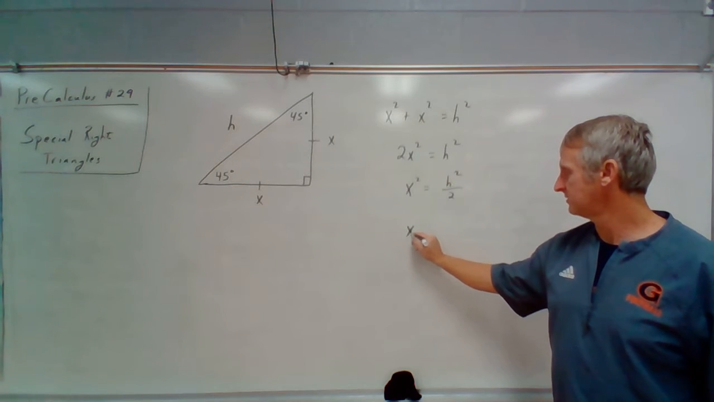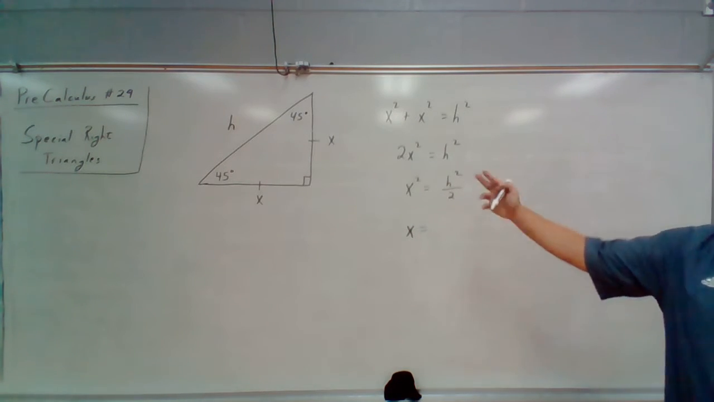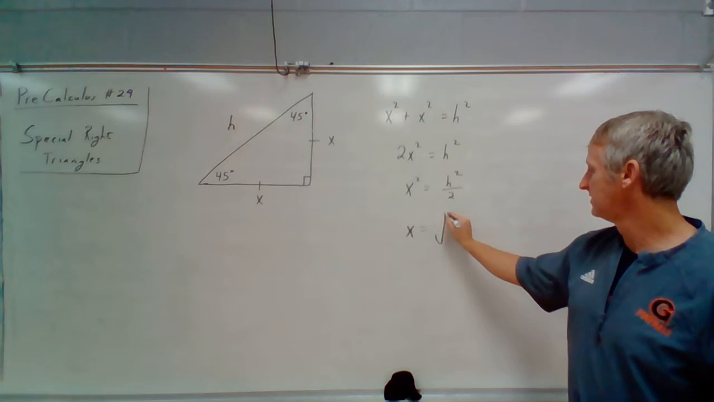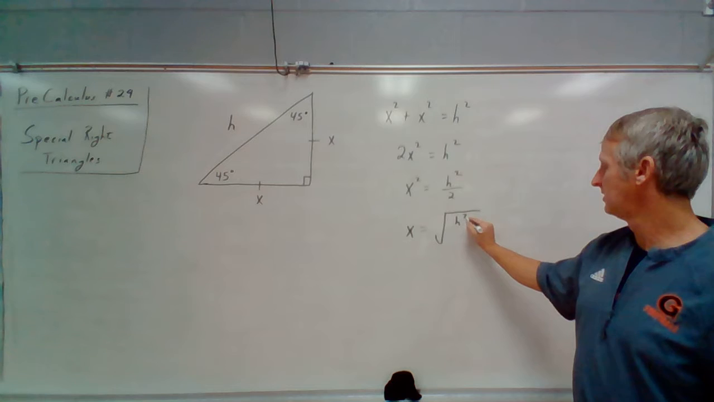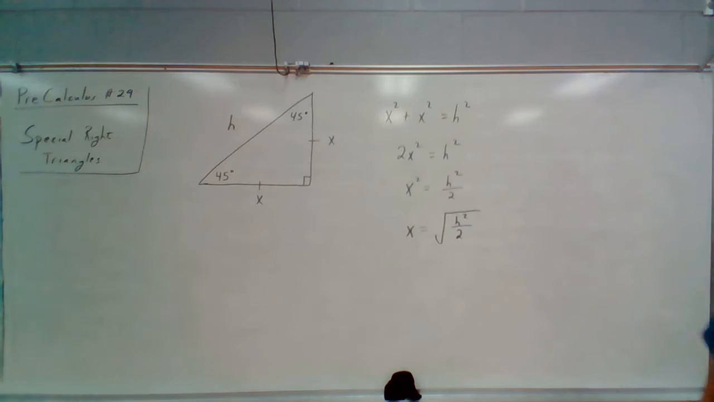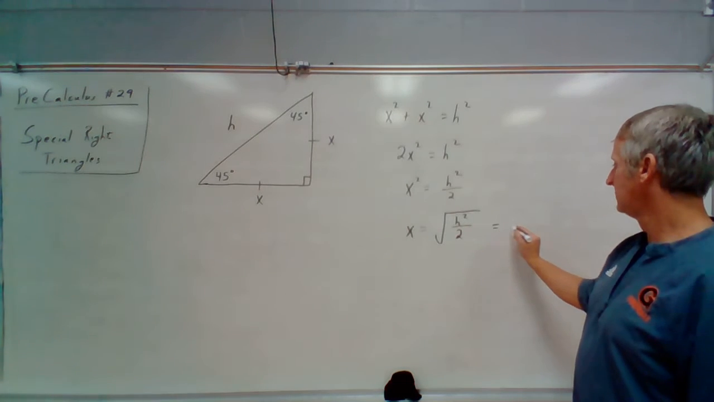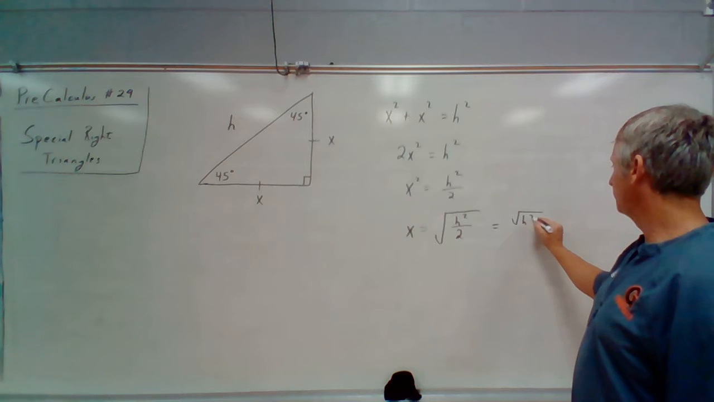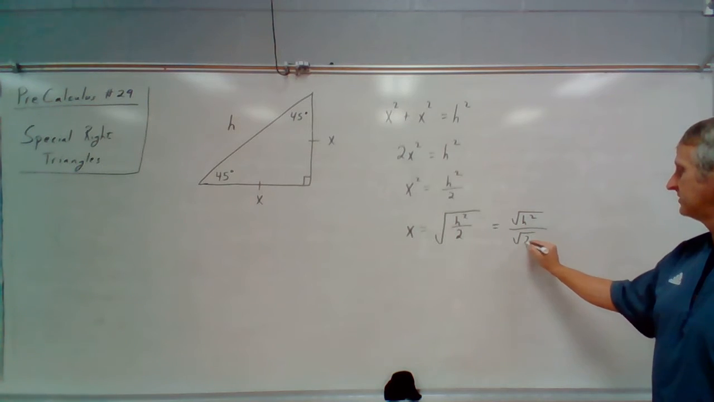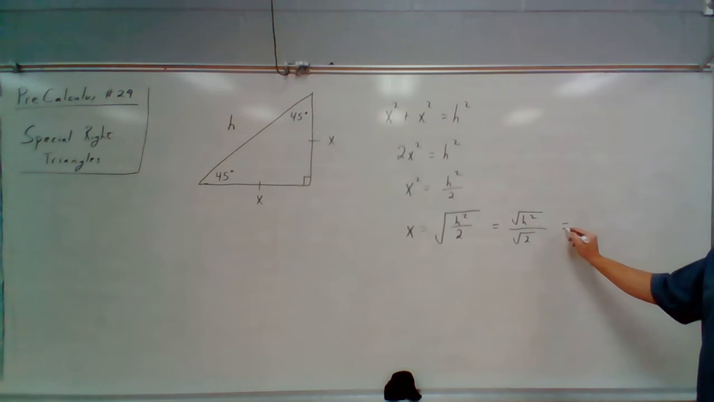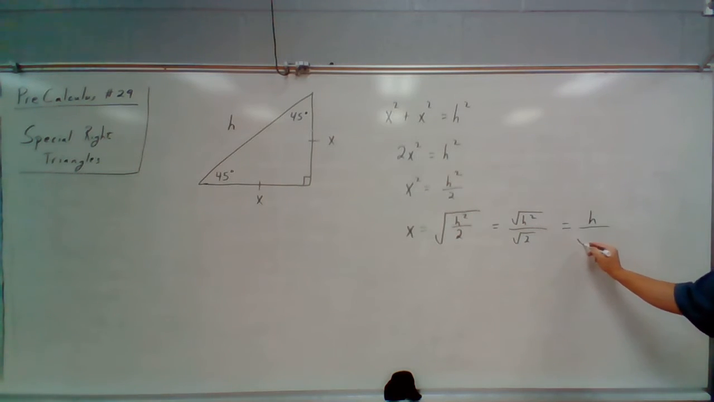So I get x equals plus or minus, but since we're talking about the lengths of the sides of a triangle, we'll only use the positive value. So the square root of h squared over 2. All right, so I can take the square root of the top and the square root of the bottom. So this will be the square root of h squared over the square root of 2. The square root of h squared would just be h. I'll get h over the square root of 2.